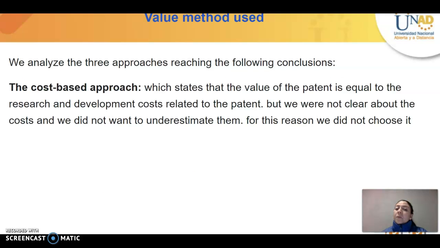Value of the patent. We analyzed three approaches for valuation. The cost-based approach, which states that the value of the patent is equal to the research and development costs related to the patent. But we are not clear about the costs and we don't know what to understand. For this reason we did not choose it.